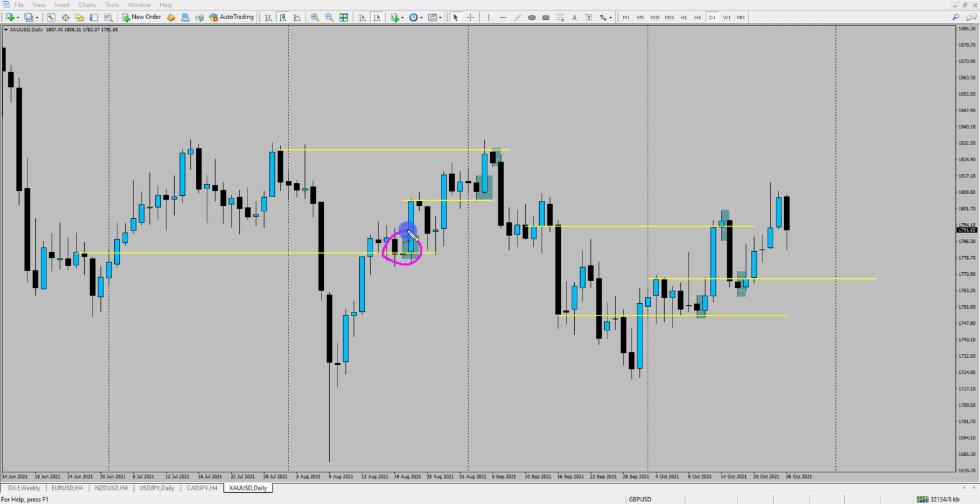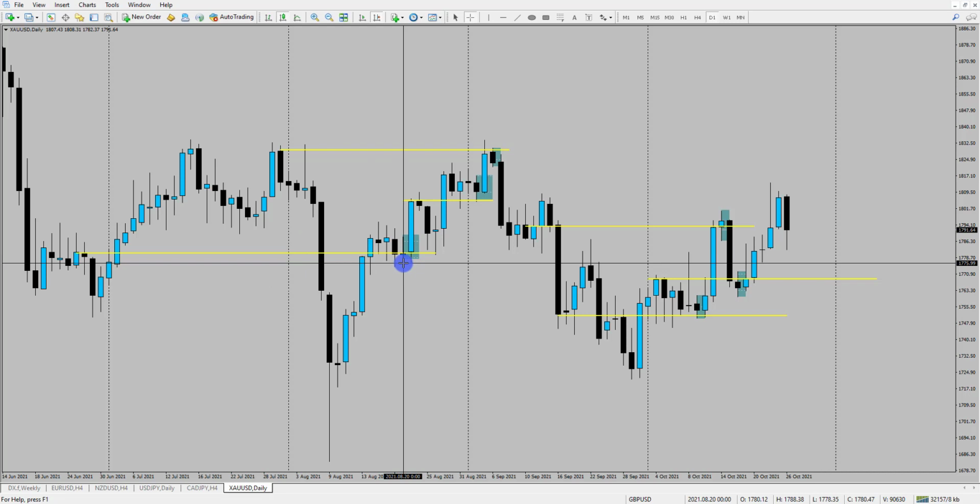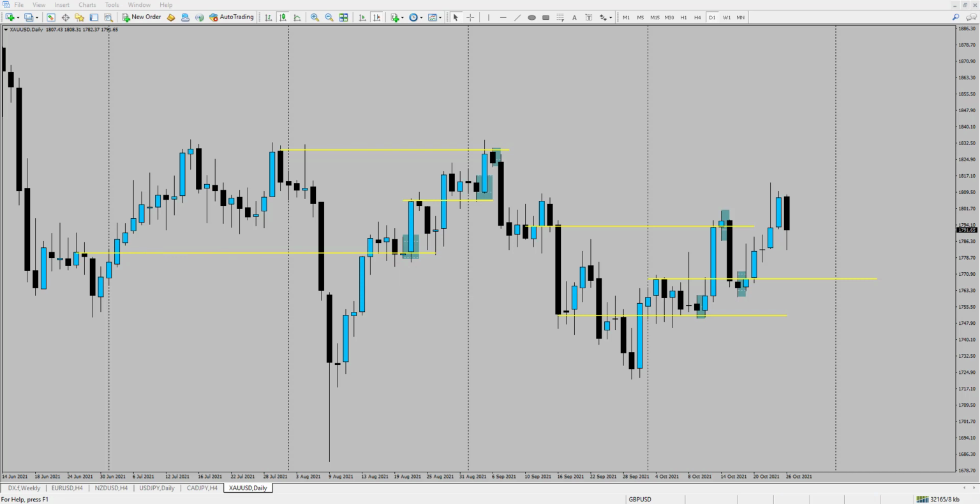The first one is through here, around the 20th of August. That 20th of August close is a low daily ranging candlestick. More importantly, it's at a support level. You can see that price has rallied from this support zone down through here, and it's finding support at previous structure.